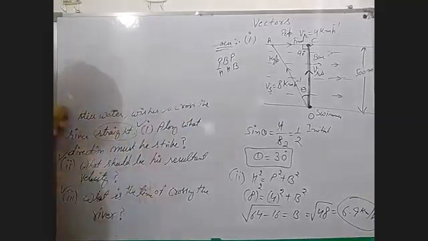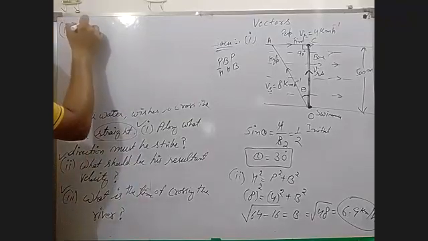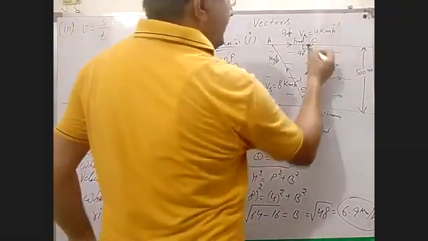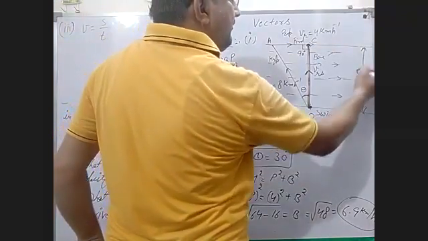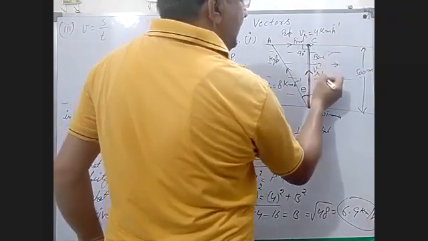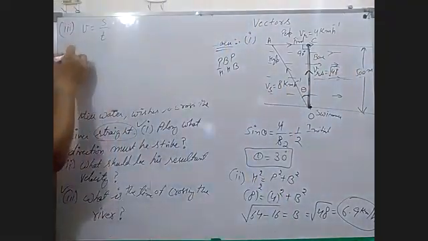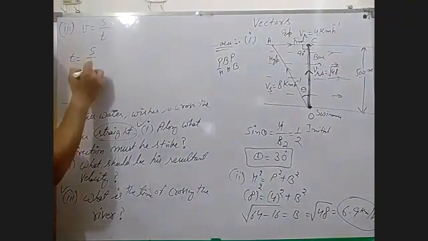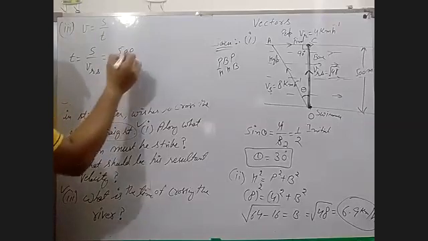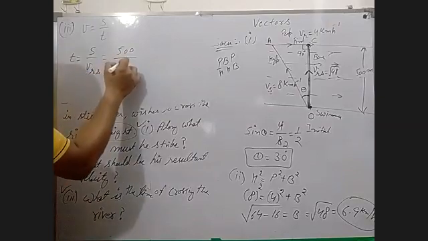For time, you know very well, velocity is equal to distance upon time. From there to there, how much distance is there? 500 meters. And what is the velocity from there to there? VRS, which is root 48. From there you can take S upon VRS. What is the value of S? 500 meters. And what is VRS? Root 48.